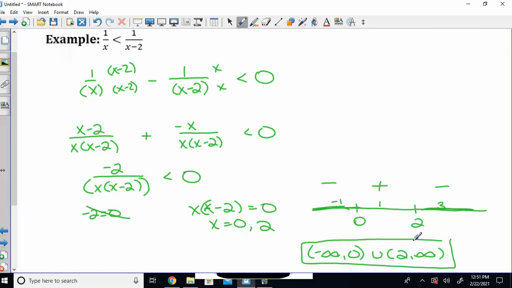And if it were an equal to, the 2 would get a bracket, right? On this one, nothing would get a bracket because both the 2 and the 0 make the bottom 0. So if it's an equal to, only the thing that makes the top 0 can get a bracket.